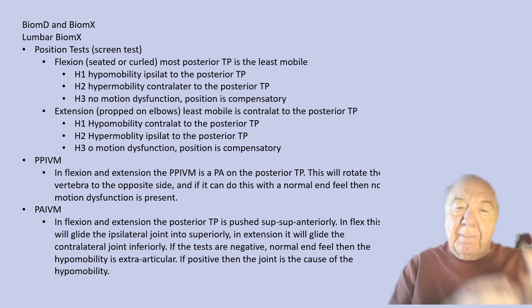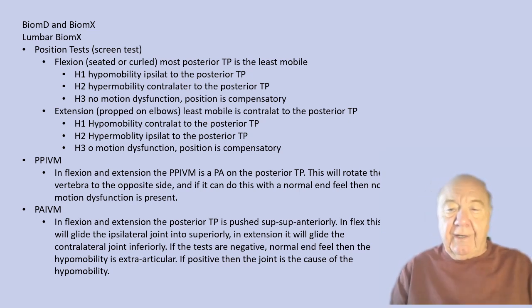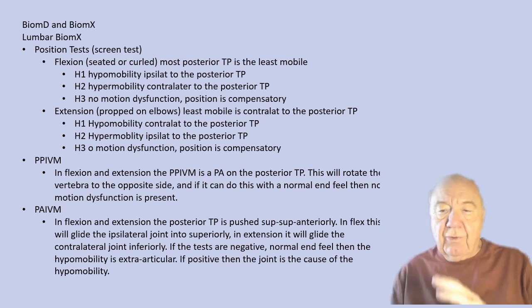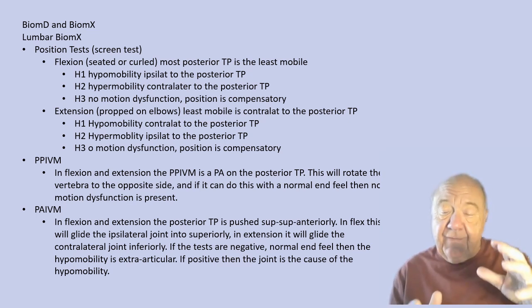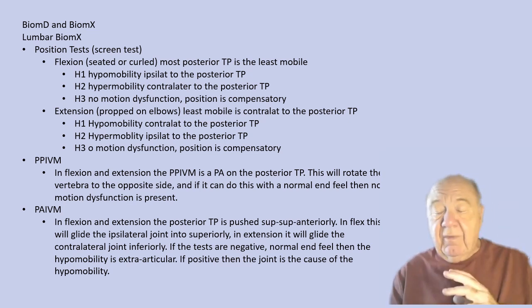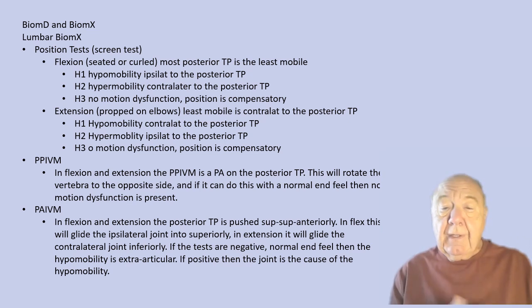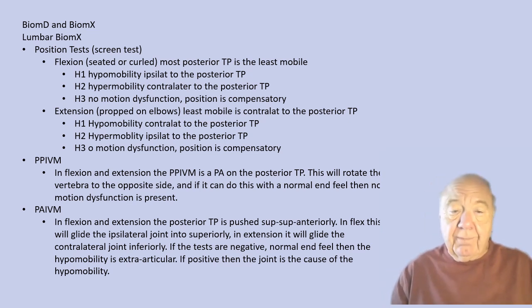You then do the PAVM, which will tell you whether it's the joint or whether it's an extra-articular problem. We'll come to that in a second. For extension now, you still push on the posterior transverse process, rotating it to the other side. And this time though, if the left facet can glide downwards, then you don't have a movement dysfunction. If it can't, then you'll get that jammed end fill underneath the posterior transverse process.